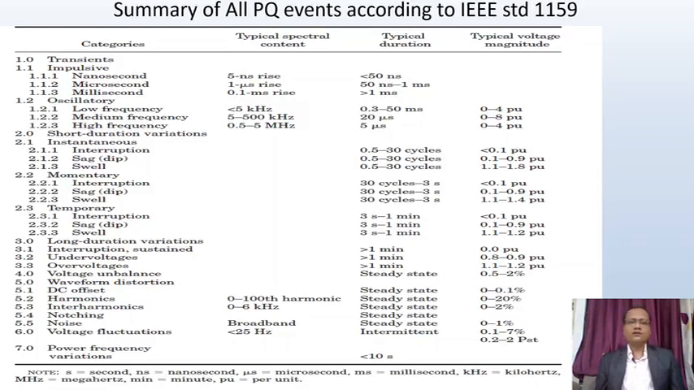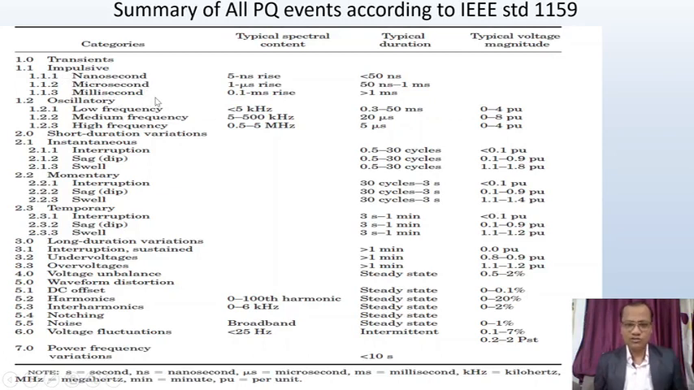Now here the summary of all PQ events, power quality events, according to IEEE standard 1159 is given. As an introduction to power quality events, we are seeing very quick definitions of every power quality event. But if we go into much more detail, then you will observe that again impulse is here. One example we will discuss is the transient. In transients also there are three types: nanosecond transients, microsecond impulsive transients, and millisecond impulsive transients.